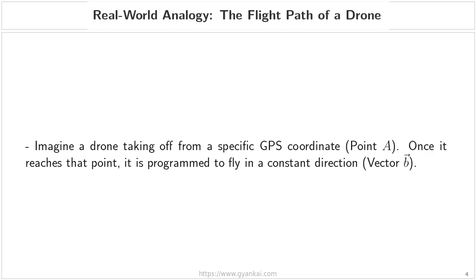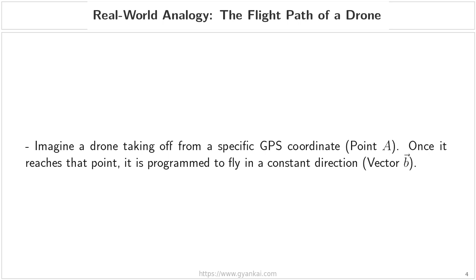Real-world analogy, the flight path of a drone. The mathematical derivation we just went through in the previous slide might seem a bit abstract, so let's bring this concept into the real world with an analogy. Imagine you are operating a drone. Suppose the drone takes off from a very specific GPS coordinate, which we can call point A in our math notation. This starting location is represented by the position vector A.